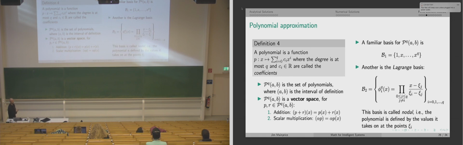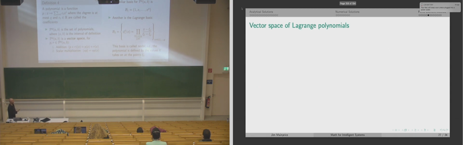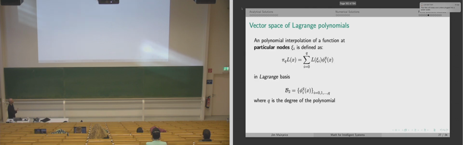A more tricky one, which is used in the finite element method, is called the Lagrange basis. It's called a nodal basis because the values associated with the polynomial are the values that are taken by the function at particular points. I'm not asking that you understand that right off the bat, but maybe you can take some time next week to try to understand it.